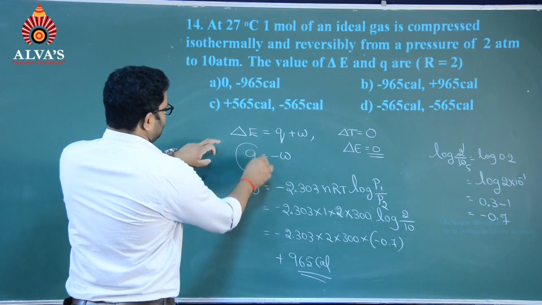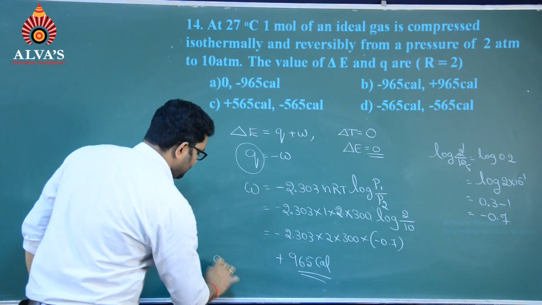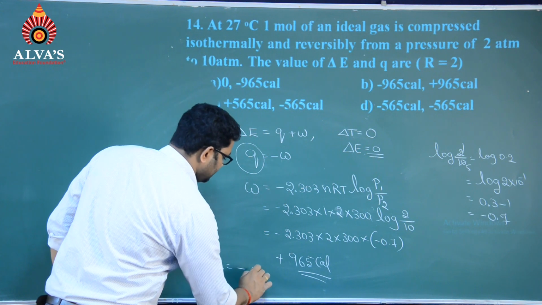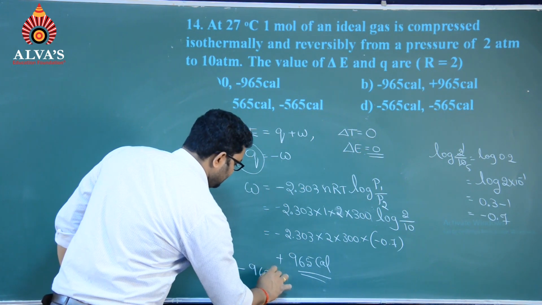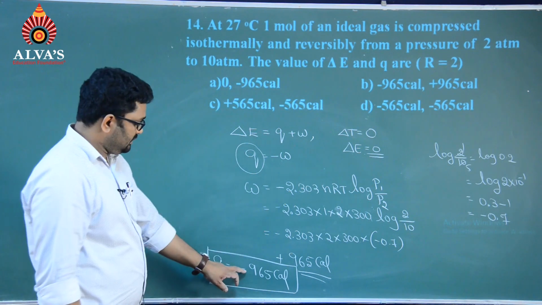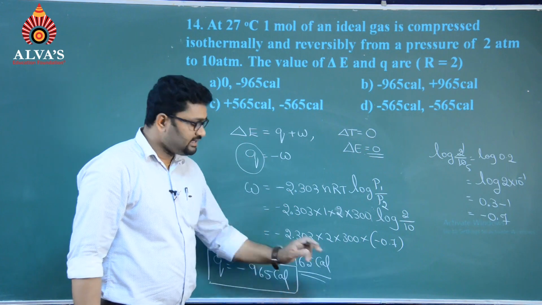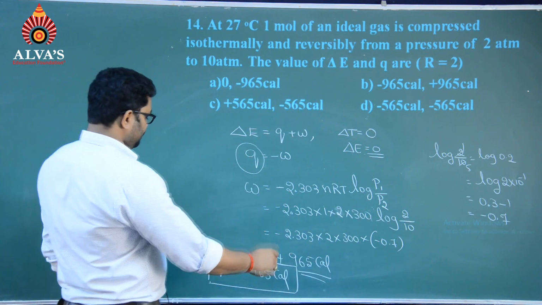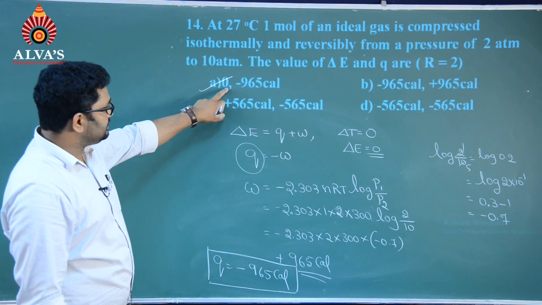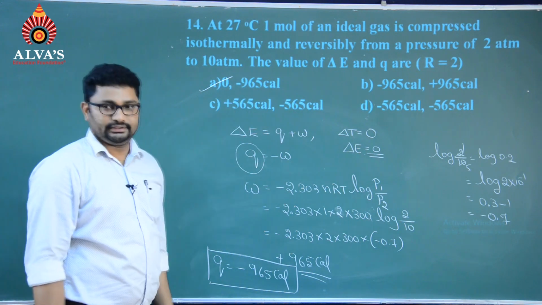Our work is to find out Q value. Q is minus W. Hence, the value of Q is minus 965 calorie. The work done is 965 calorie. Now, answer for the question is the first one. Internal energy change is 0 and Q is minus 965 calorie.